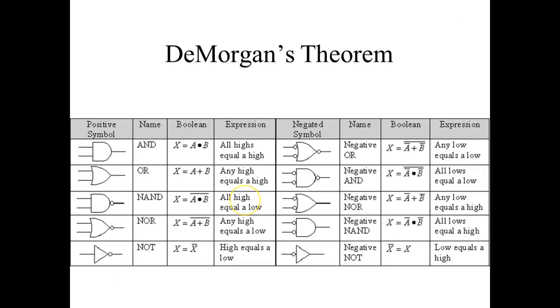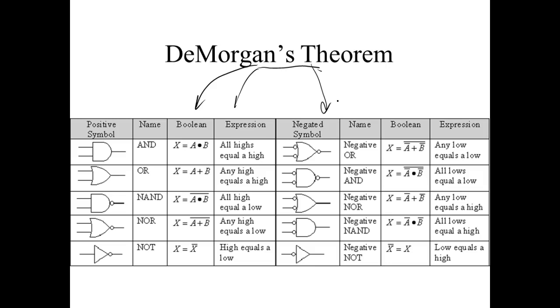This is our new sheet, so we need to understand these. Everybody okay? This is implementing De Morgan's theorem. So this is what De Morgan's theorem says: every positive logic gate has a negative logic function. So an AND would complement to a negative OR, right? And then an OR will complement to a negative AND.